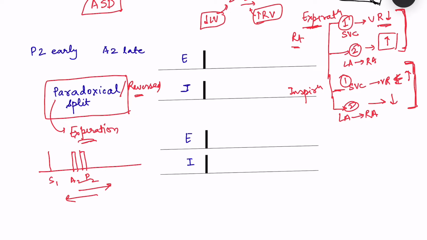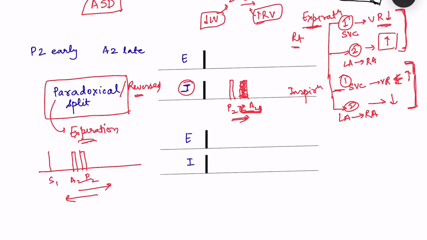And why is it heard in expiration? Because see, in inspiration what is happening, let me draw. Suppose it is reversed, P2 becomes early and A2 becomes late. During inspiration, what will happen? Because of the natural delay of P2 which occurs during inspiration, because of increased right ventricular overload, P2 will move closer to A2. So it will be something like this. So it has become one again, right? Because of the normal physiological phenomena. So P2 is moving closer to A2 during inspiration. So paradoxical split is not heard during inspiration, it is heard during expiration.